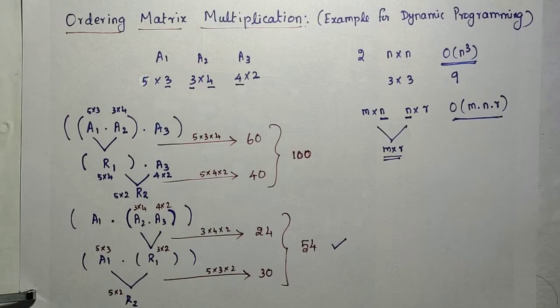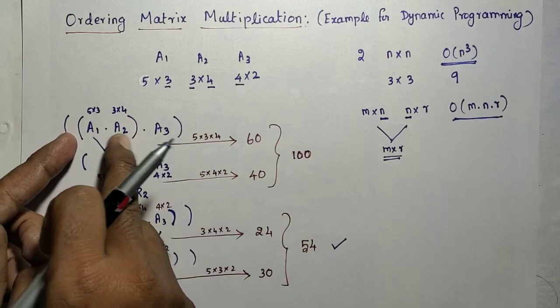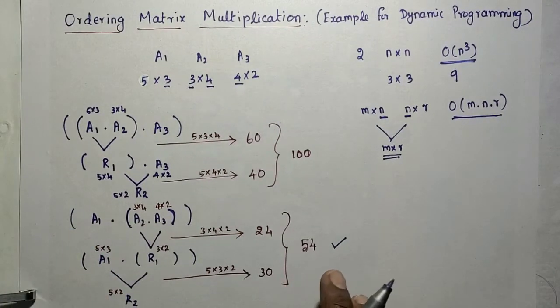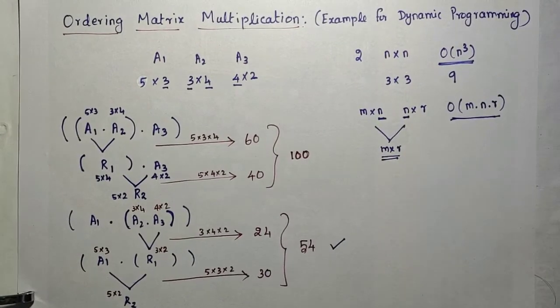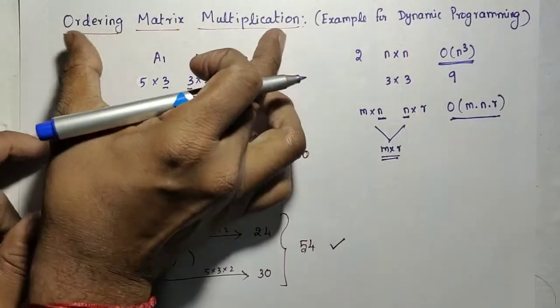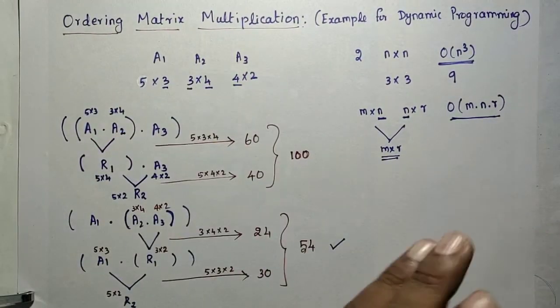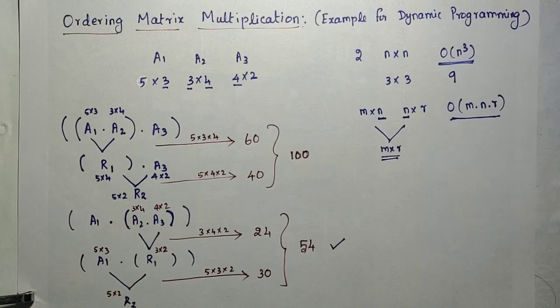We are not going to multiply the matrices. Instead we are going to find the order of the matrix multiplication, whether you want to multiply in this order or this order, and what the complexity will be, how many matrix multiplications are needed. So the input for my problem, ordering matrix multiplication, is not matrix values. Instead, 3 matrix dimensions will be given as an input.